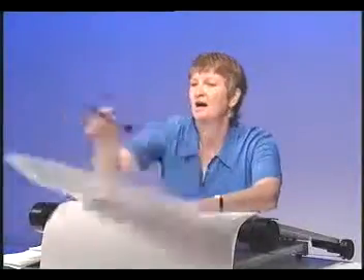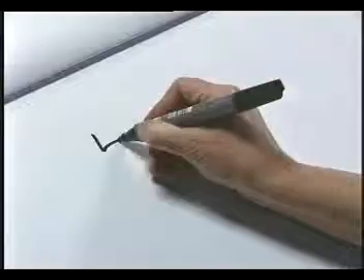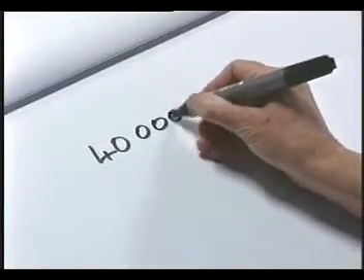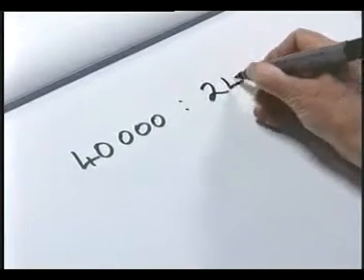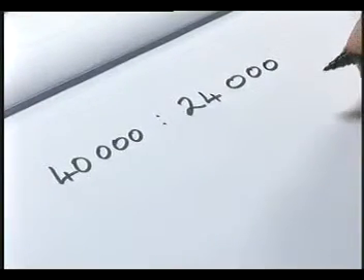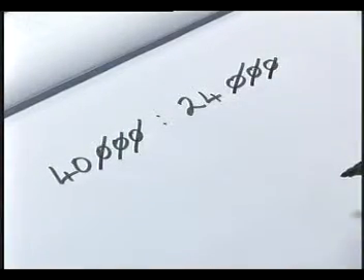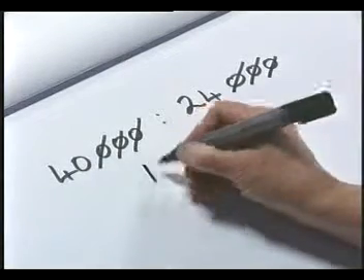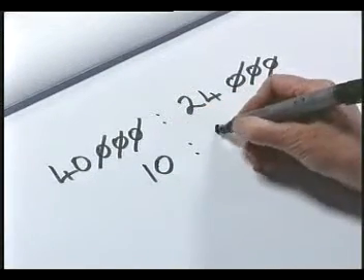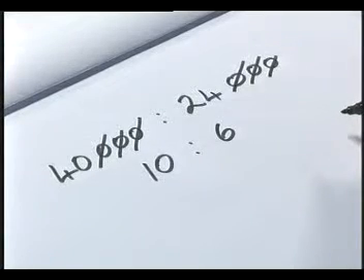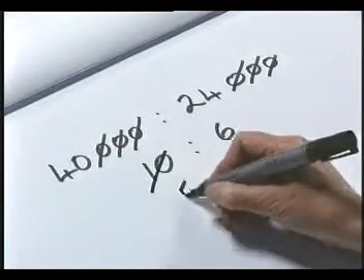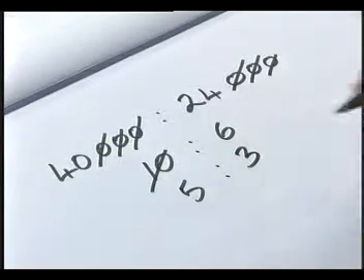So if we take our 40,000 that Mrs. Sharp got, and then the 24,000 that Mr. West got, and cancel them down, we cancel by 1,000, then we cancel by 4, so that will make 10 to 6, and then cancel by 2, so that will make 5 to 3. We do actually get the same ratio that we started off with. We'll go on and do another example.